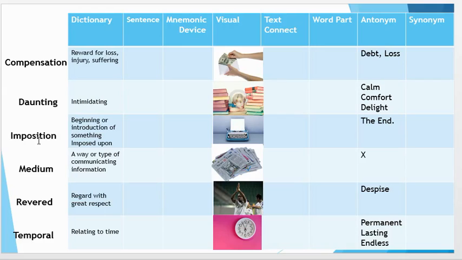The third word is imposition. The beginning or introduction of something imposed upon. If you take a look, here is an old school typewriter and there's a blank page. So it hasn't started yet, but it's about to have writing and text. So in position, I want you to think it's the beginning of maybe a story. The antonym would be the end.